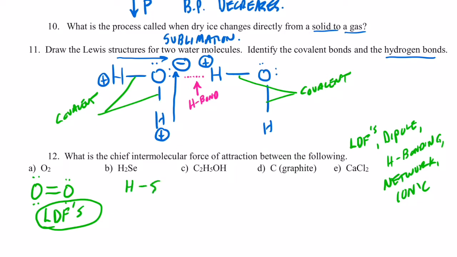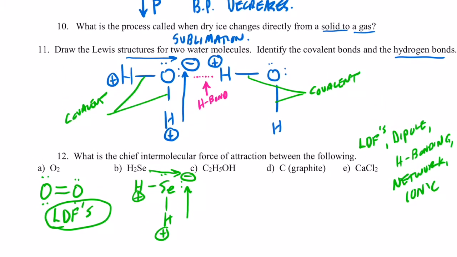H2Se, let's draw that Lewis structure. It looks like this. It's bent just like the water molecule. And there's a difference in electronegativities between the hydrogen and the selenium. And so we have the electron pairs being pulled towards the selenium because it's more electronegative, so that has a negative charge on that side of the molecule. And these hydrogens have a positive charge on that side of the molecule.